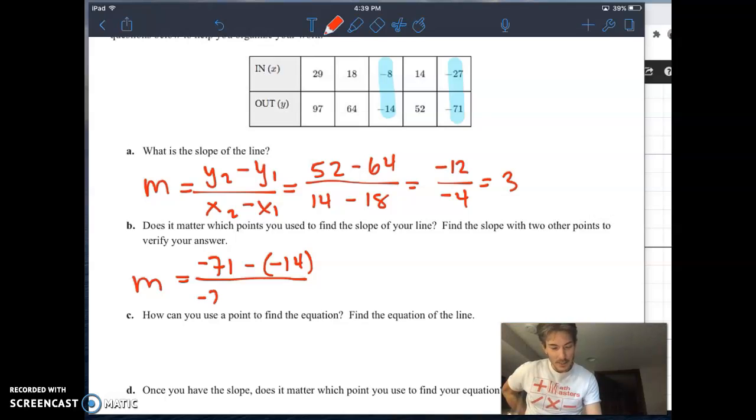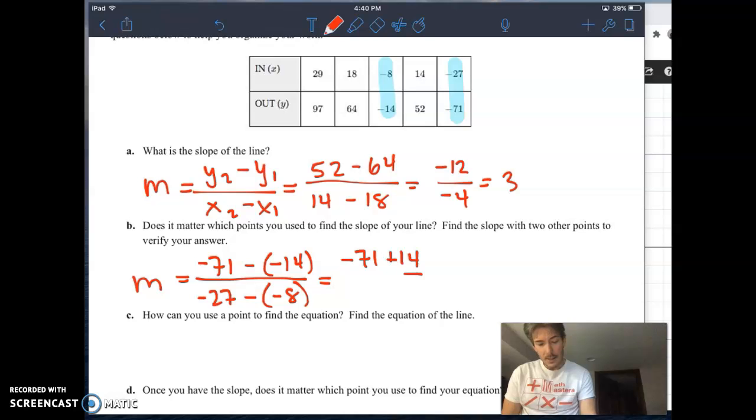Let me see here, negative 27 minus negative 8. If I work this out, oh man, I'm dealing with some negatives. If I need, I can grab a calculator. This is just like saying negative 71 plus 14, and on the bottom this is going to be negative 27 plus 8. If I work this out, that should be negative 57? And on the bottom, negative 19, I'm sorry.